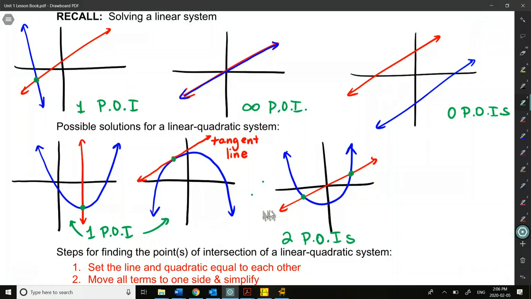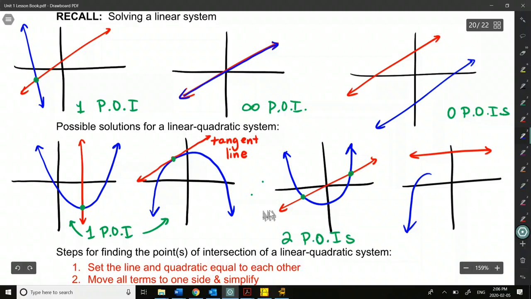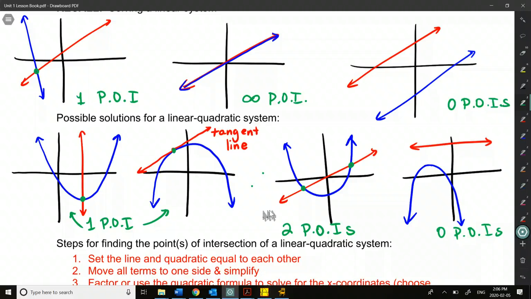Okay, any other options for how a line and a quadratic can intersect? Vanessa? They could have 0 points of intersection if it's like a horizontal line above the maximum or below it. Yes, exactly. So I could have something like this, and then maybe I have a quadratic opening downward. Maybe I have something like this, right? So that would give me 0 points of intersection. Are there any other options that we're missing here?